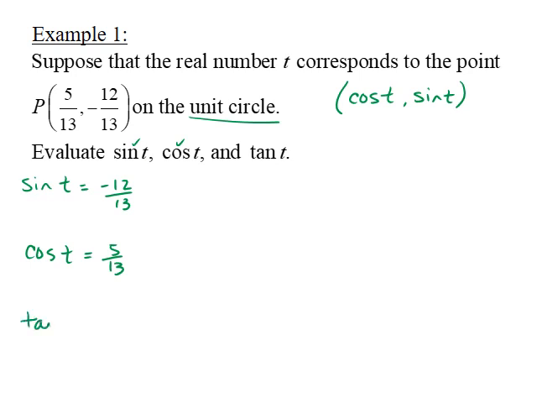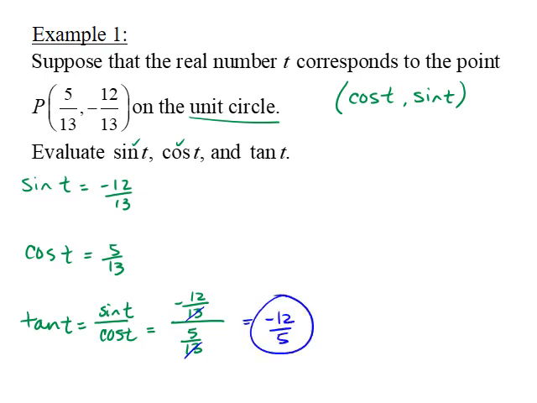And then tangent's a little more complicated, but I want to remind you that tangent is sine of t over cosine of t. We know each of these, so if I plug them in, these both have a denominator of 13, so they cancel, giving me negative 12/5 for the value of tangent of t.